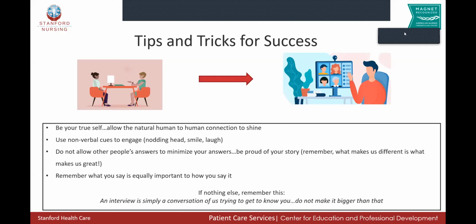And if nothing else, just remember, you could think of this as not an interview. It's just a simple conversation of us trying to get to know you, and try not to make it bigger than that, because that's when things get a little rocky and people get off balance from what they're there to do. You've worked hard to get to this point. So really just use this as a showcase, converse, tell us about yourself, and stay engaged.